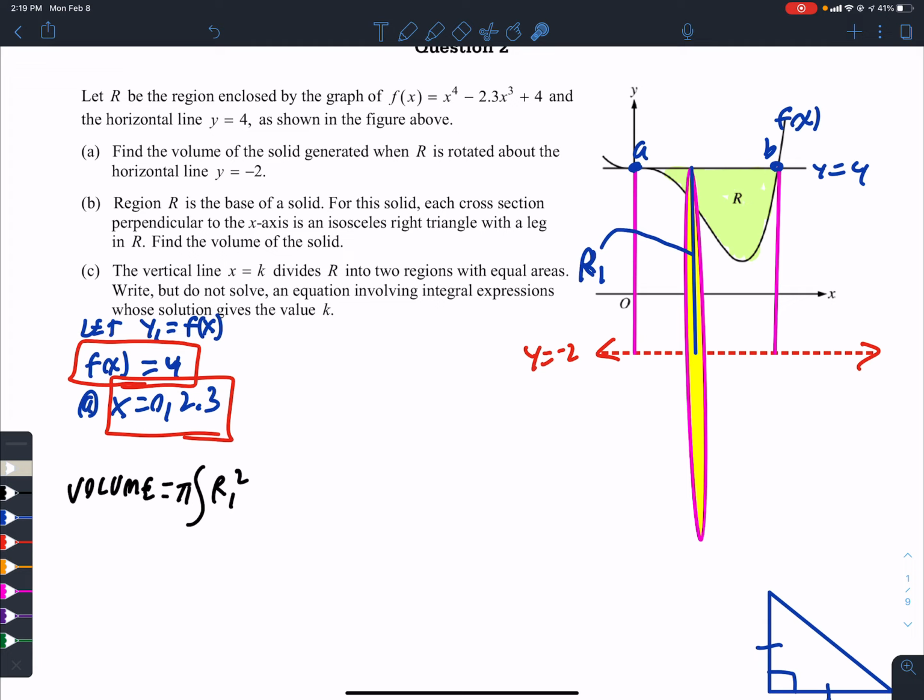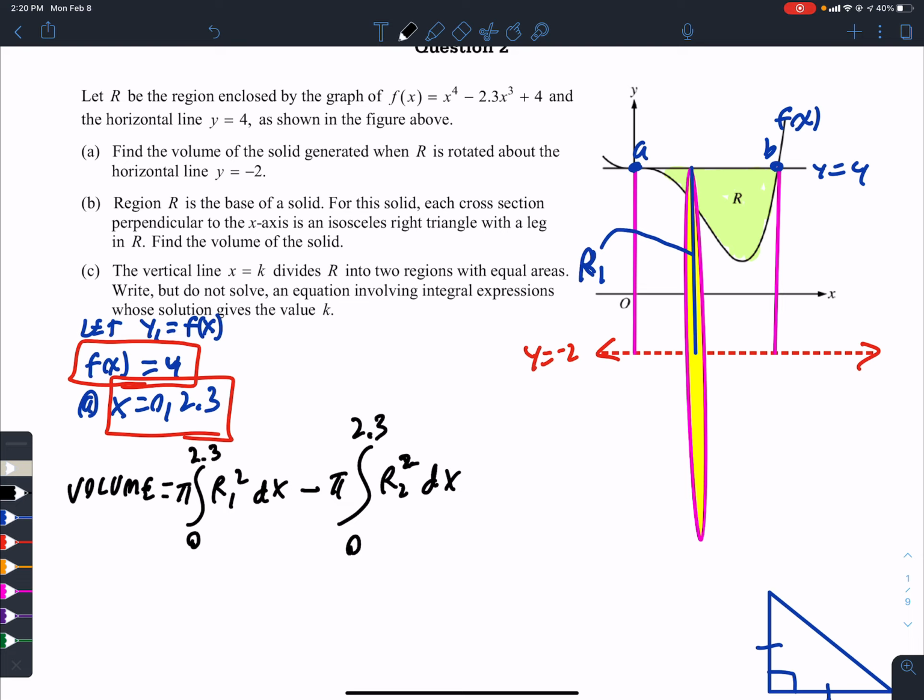So I'm going to add them all up from 0 to 2.3, and the thickness as you move left and right, x changes, it's a dx. Then I'm going to subtract the smaller circles, and so it's still from 0 to 2.3. I'm going to have an R2 squared. The thickness is dx, but what is R2?